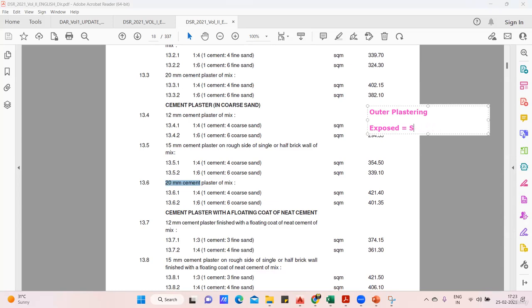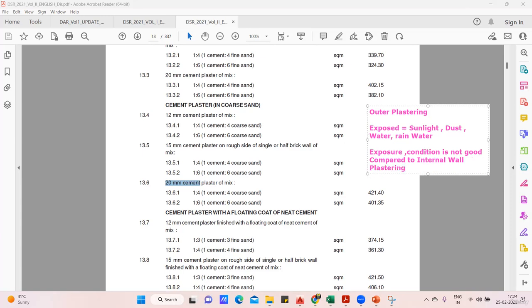It will be exposed to sunlight. I'll write it, sunlight. Then there will be dust all the time. Okay. Then there will be water, maybe rainwater, or maybe it will be exposed to rainwater and all those things. So what I'm trying to tell here is, the exposure condition is worst, or let us say the exposure condition is not that good, not good compared to internal wall plastering.